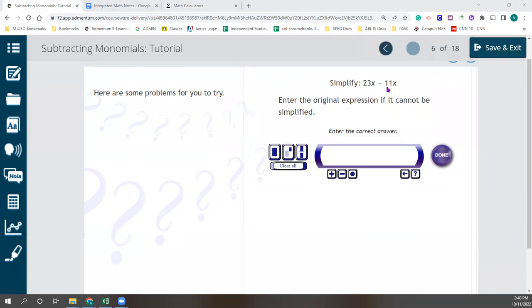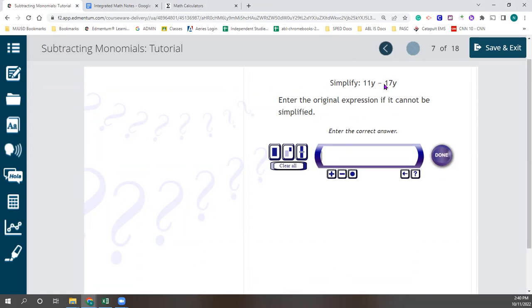So 23x minus 11x, they are like terms. 23 minus 11, I do some quick math in my head. I think that's 12. And then I type the x. If there's an exponent, remember you have to push the little button to get the exponent up there. Yes, 23 minus 11. Whew. Easy math. All right, enter the original expression if it cannot be simplified.